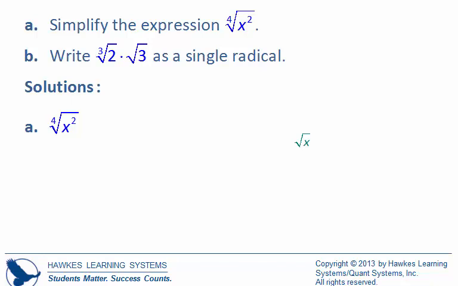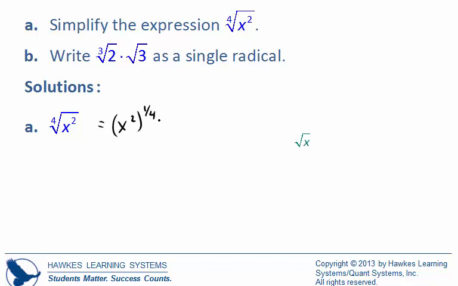Okay, we have one more set of examples. The book says that these are a bit more complex. So let's look at these two examples as we finish up this section. The first one asks us to find the fourth root of x squared. Well, remember that the fourth root is the same thing as a 1/4 power.